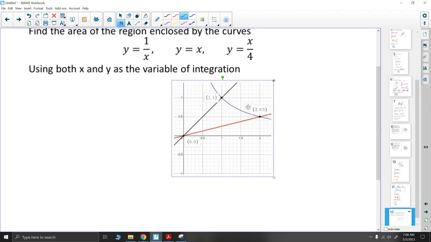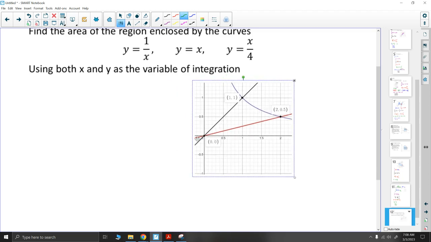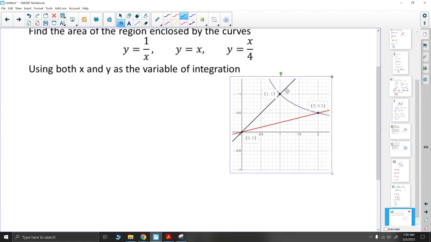So if we're talking in terms of x, now that means we're going to integrate from 0 to 2 overall. But we notice that from 0 to 1, the black line here is the upper function. And then from 1 to 2, the purple line is the upper function. So we're going to have to split these up into two things if we're doing it by x. If you notice, essentially we're going to take this region and this region separately.